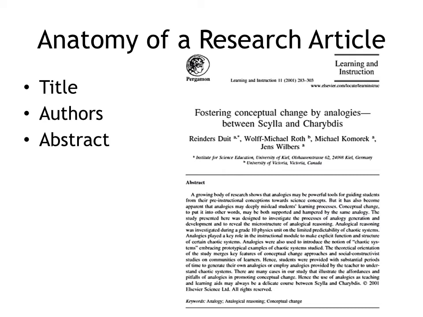And then, of course, the authors are listed, and then the abstract. One thing about research articles: the abstract gives away the ending. So in the abstract, you should be able to find a sentence or two about what the results were and what the researchers found. You don't keep it a secret in a research article.